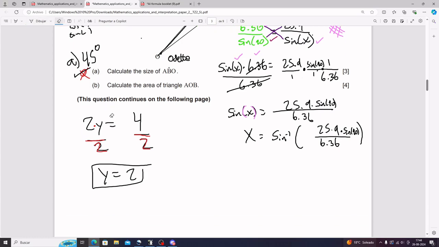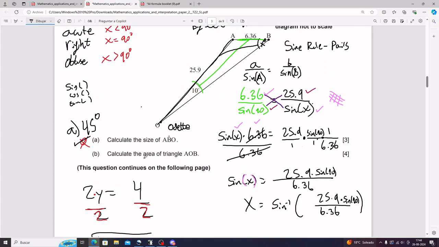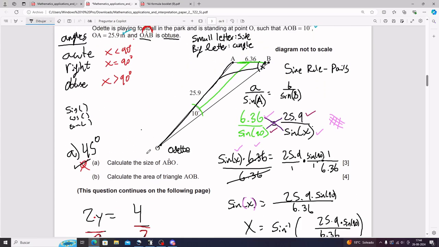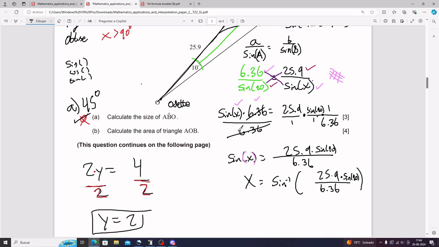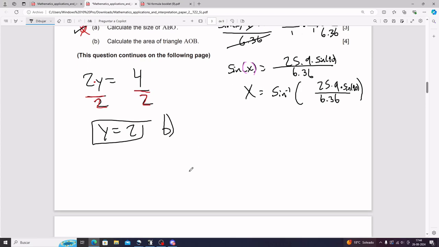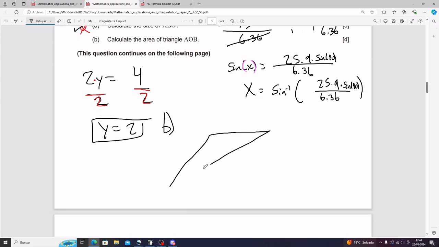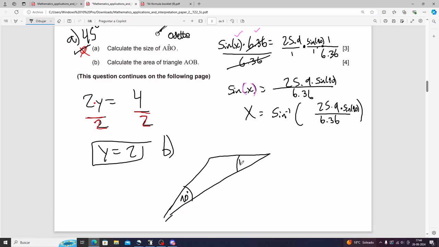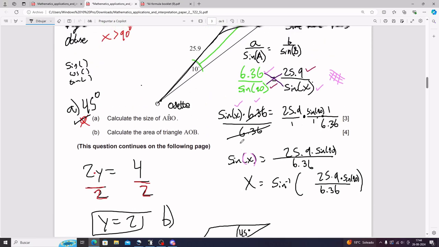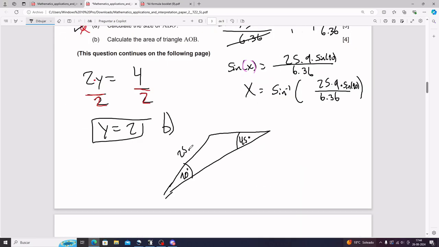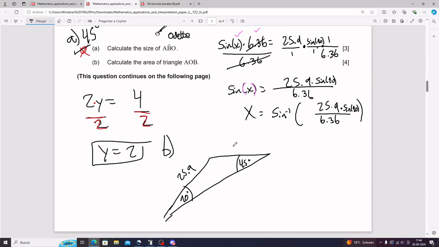Later on for part B, it asks us to calculate the area of triangle AOB. And so the triangle that you have right now, if I were to redraw it, see, so this is for part B. Technically, the triangle that you have right now is that over here you have 10 degrees. Yeah. Over here, you just found that this is 45 degrees. And you know that this side here is 25.9. And that this side over here is 6.36. Yeah.